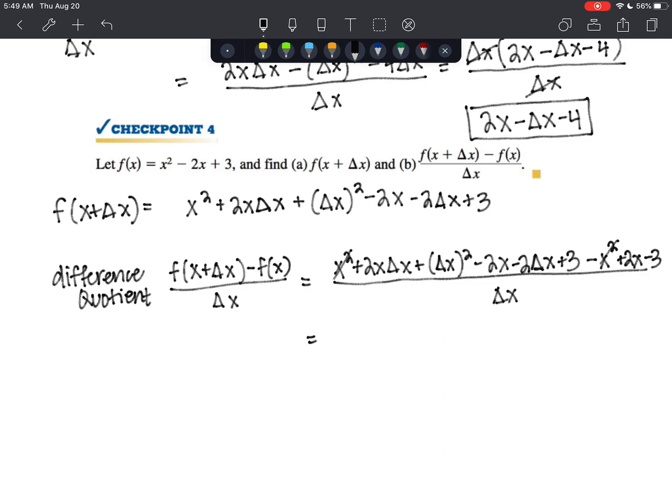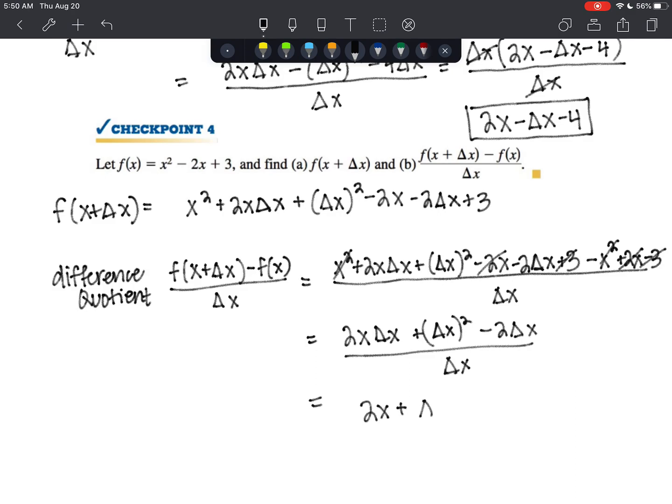When I simplify that, all my terms without the delta x cancel out, and I've got 2x delta x plus delta x squared minus 2 delta x, and that's all over delta x. I can factor out a delta x in the numerator, leaving me 2x plus 1 delta x minus 2, and then that delta x cancels with the delta x in the denominator, and this is my answer.